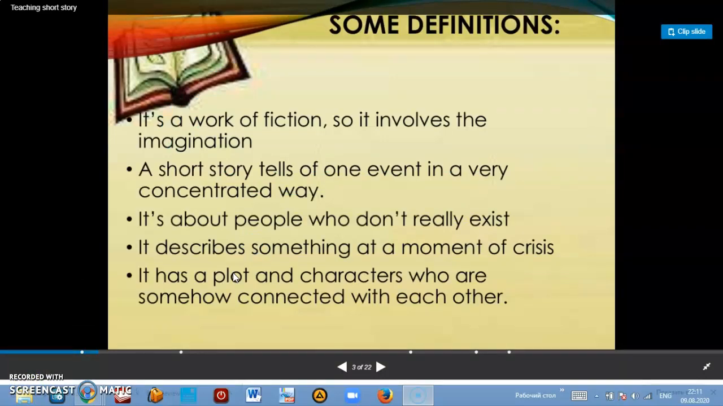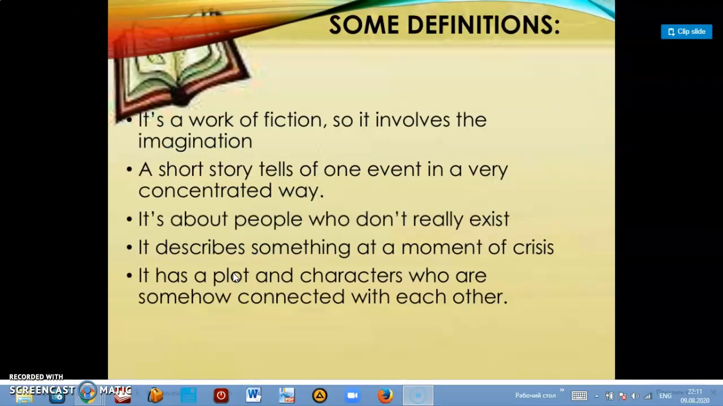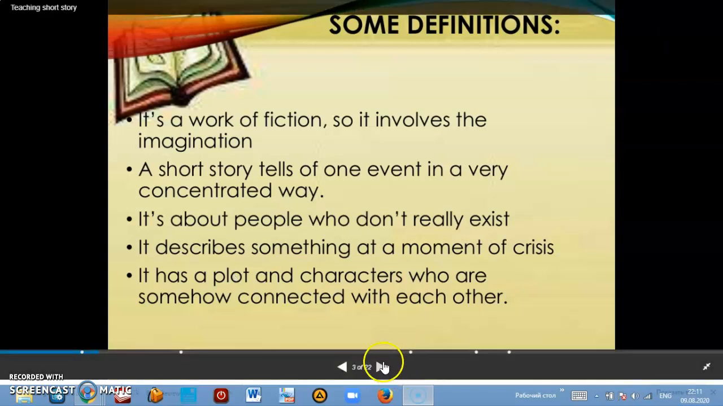Let's give some definitions of a short story. This is a work of fiction that involves the imagination. It tells of one event in a very concentrated way. It's about people who don't really exist. It describes something as a moment of crisis. It has a plot and characters who are somehow connected with each other.